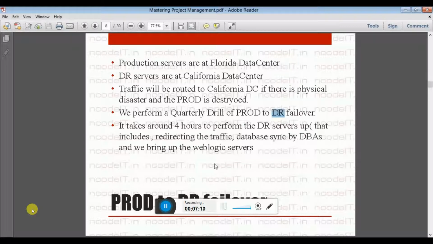So for the DR setup to come up and the traffic to be redirected, the approximate time is 4 hours. That is business time. So this is how the DR actually works.